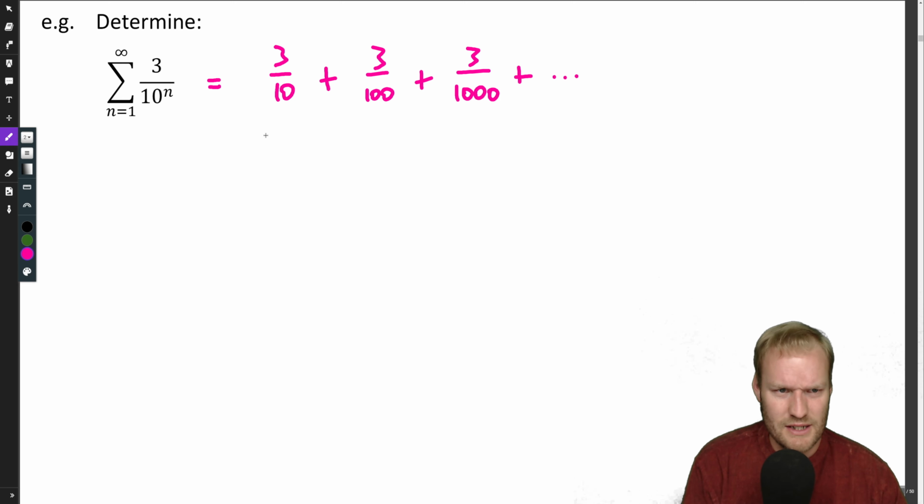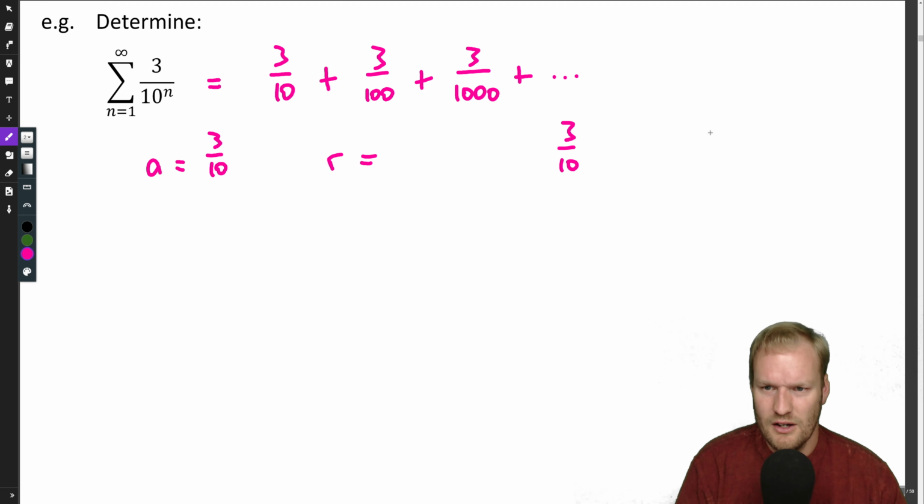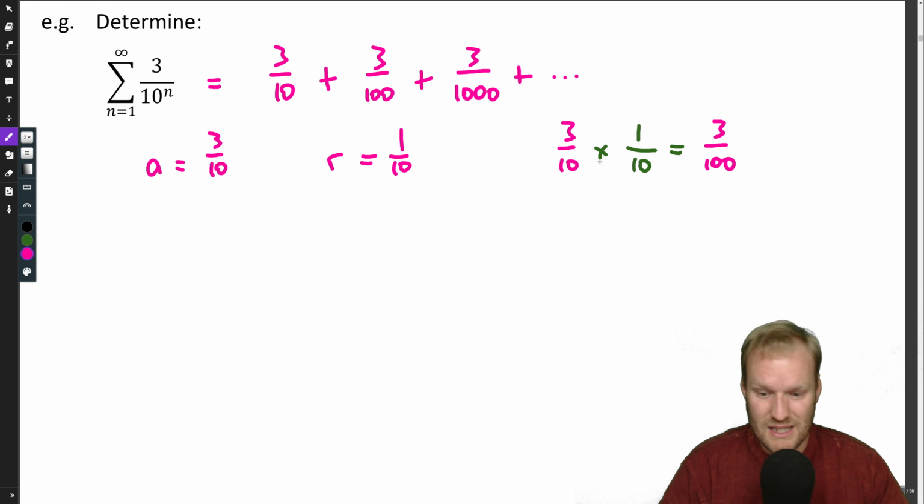Also helps us see the common ratio. So the first term, well, that's easy, right? 3 over 10. And our common ratio, we can just see a bit easier, because if the first term's 3 over 10, and the next term's 3 over 100, our common ratio is what are we multiplying by to get from the first term to the second term? Well, clearly we're multiplying by 1 over 10. So that is our common ratio. You can kind of just see it there, I think.